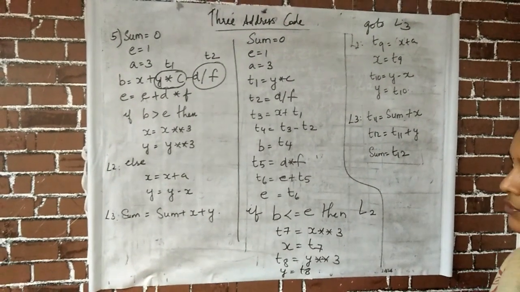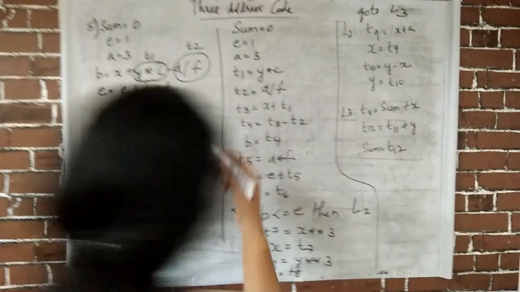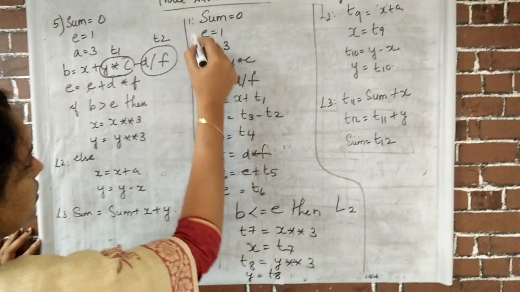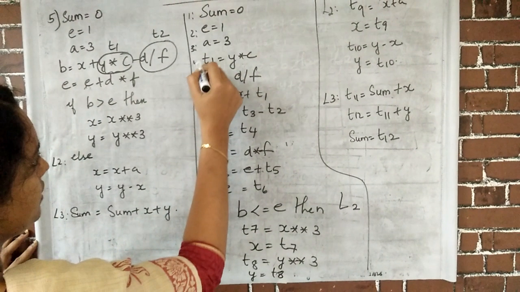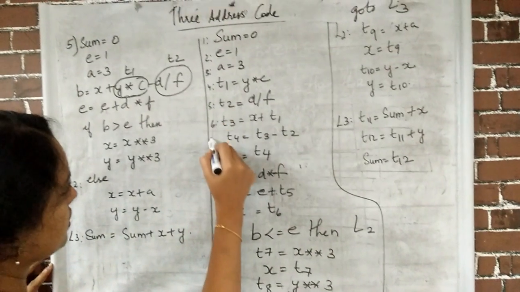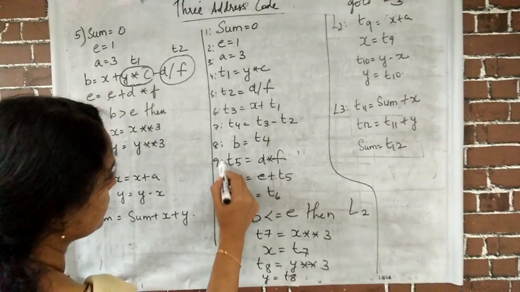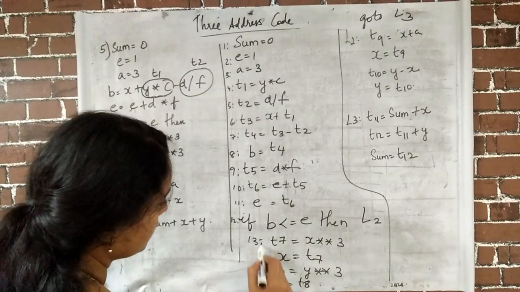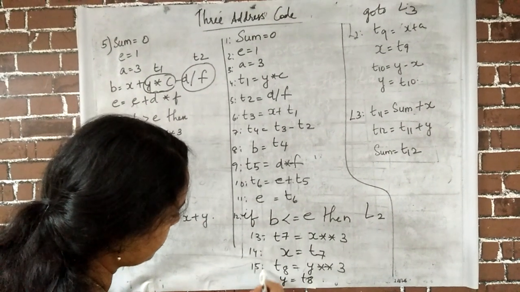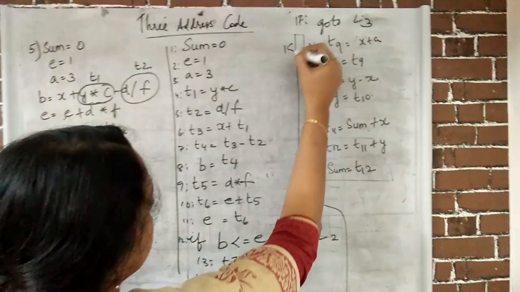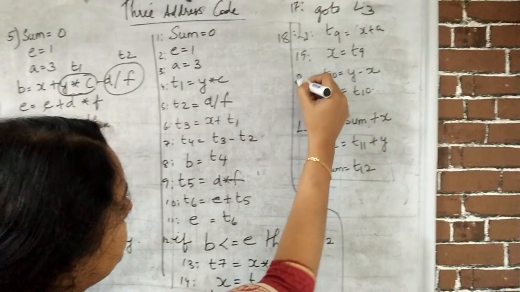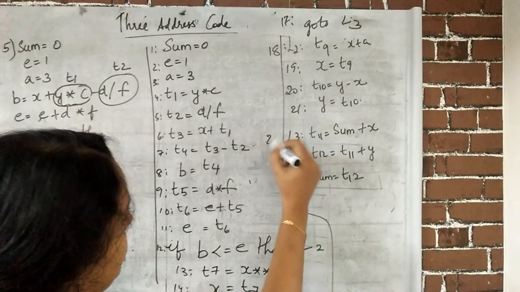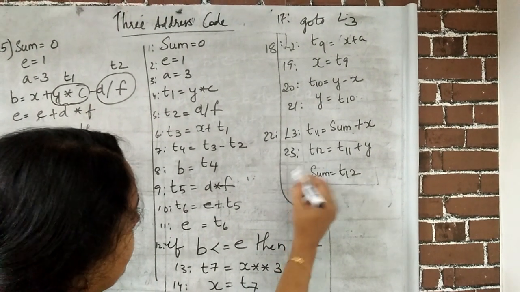Again, as we did before, we can number it. Suppose I'm going to number it from 1. 1, 2, 3, 4, 5, 6, 7, 8. And this is your 12, 13, 14, 15, 16, 17, 18. Okay, we have numbered it like this.